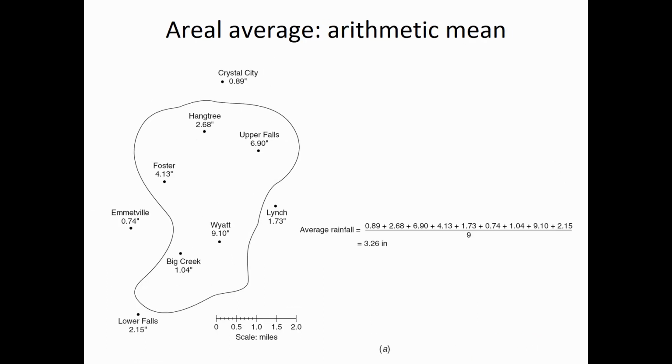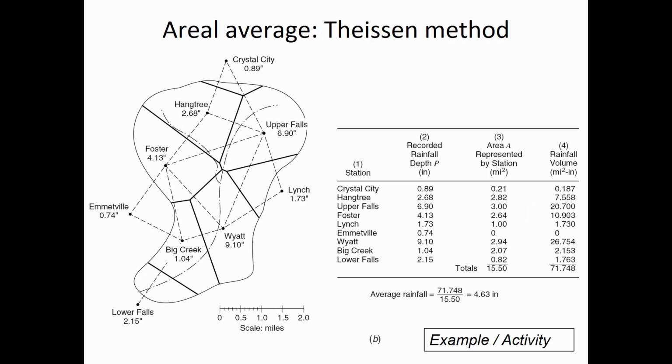This was just a simple average, 3.26, but when we take into account what's the actual, this Wyatt, that's a lot of rainfall and a relatively large area that we're assigning it to, so that brings the average up quite a lot. And some of these rain gauges that didn't get very much depth, Emmettville, Crystal City, less than an inch, since they're not being counted anymore in this Thiessen method, the average is quite a bit higher. So Thiessen assigns areas based on just dividing lines.